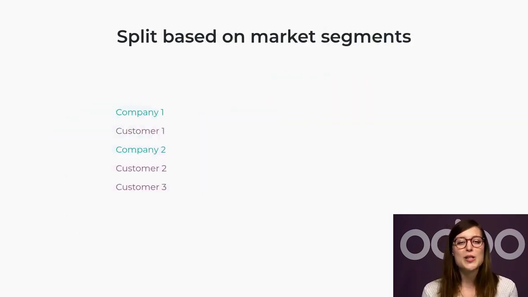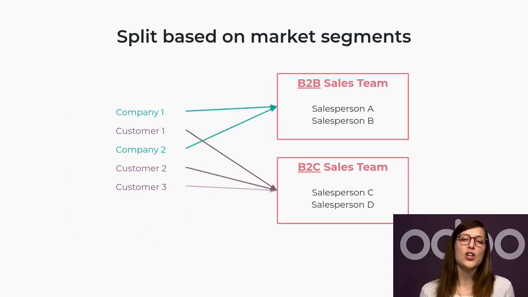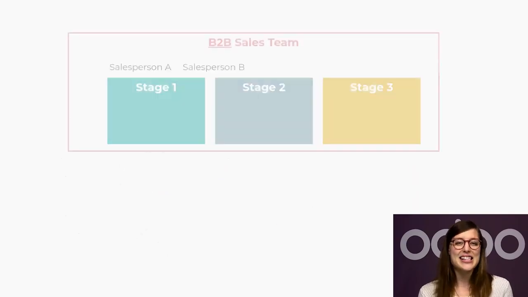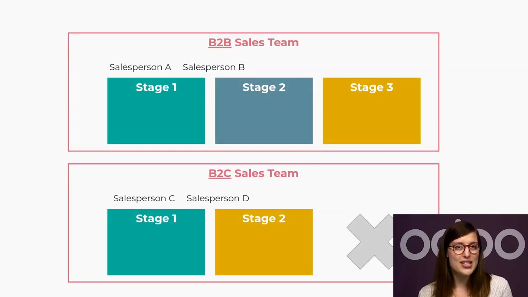Another approach would be to split the team according to market segments, such as the customer's profiles or the products they buy. For example, a company could have a sales team responsible for their B2B activity, selling to other companies, where another team could deal with the customers of their B2C activity. As these activities have different sales flows, it makes sense to separate your sales teams. For instance, here, my second sales team will only have 2 stages before closing a deal.